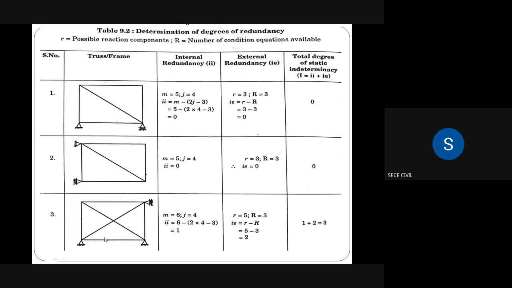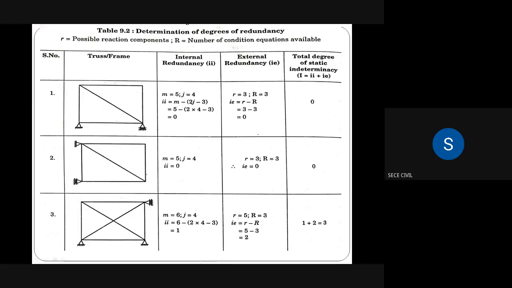Now we'll see the third one. In the third figure, we have 3 supports: first support, second one, and third one. The first support is a hinge support, the second support is also a hinge support, and the third support is a roller support. Hinge support means 2 reactions, here also 2, so 2 plus 2 is 4, plus 1 is 5. So the number of reactions acting in this figure is 5, so small r is equal to 5. Capital R, the equilibrium equations, is 3. So r minus R, 5 minus 3, is equal to 2.